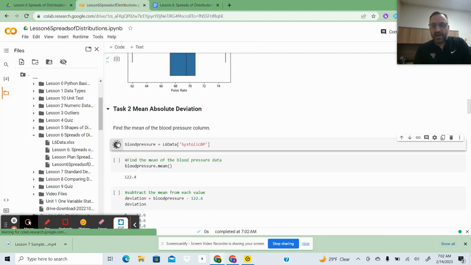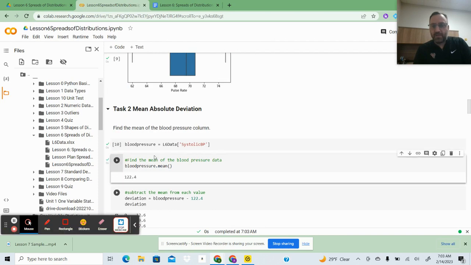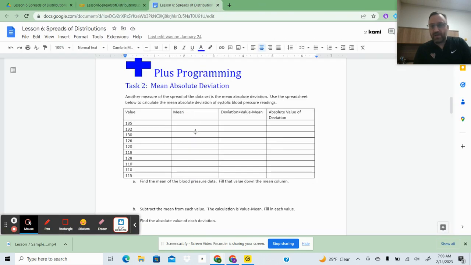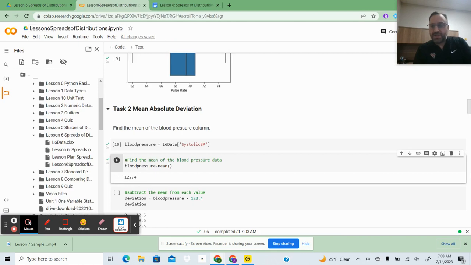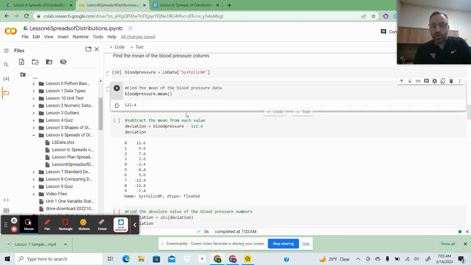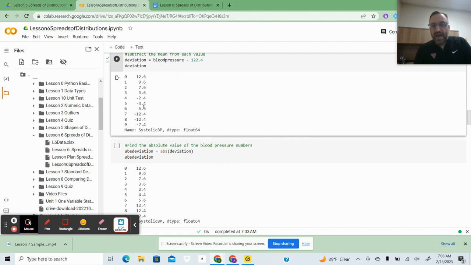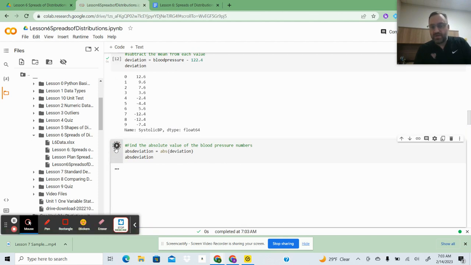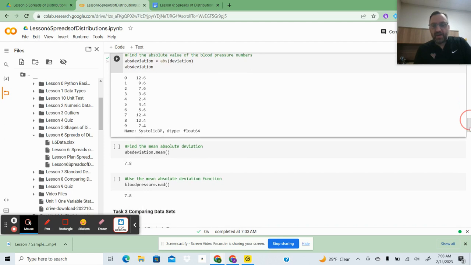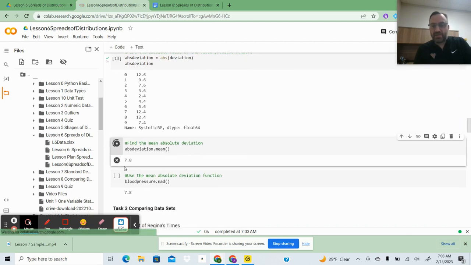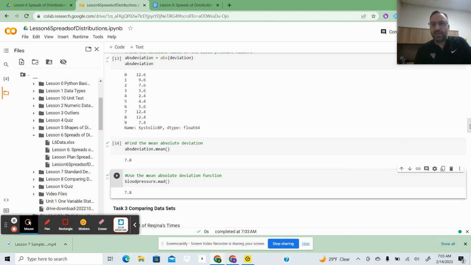So here I did the blood pressure column, found the mean, so you can kind of fill in that value with all the means. The deviation is the blood pressure column minus the mean. So there are those values. And then what we do is take the absolute value of those, and then we would find the mean of the absolute value, which is the mean absolute deviation. Now there's actually a function for that. You do the MAD of that. So that stands for, it's not MAD, it's mean absolute deviation. And you can calculate that directly.